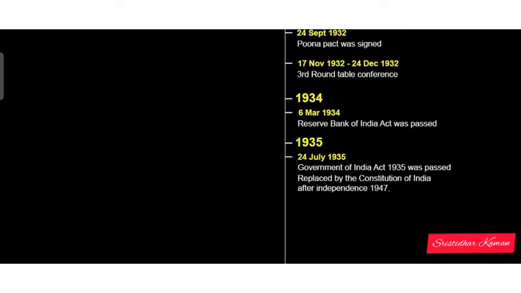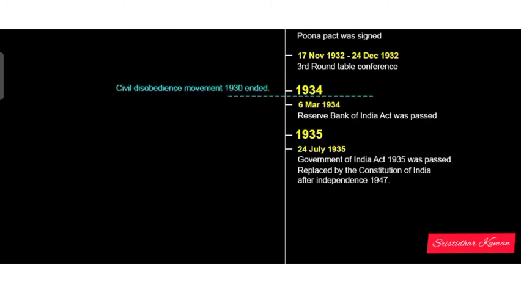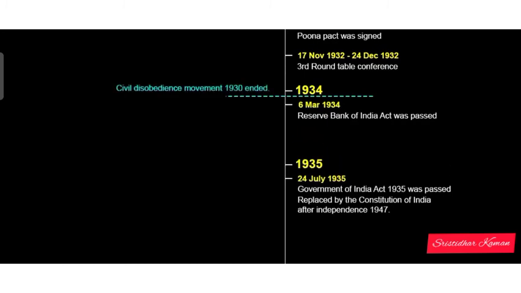After the end of the civil disobedience movement around 1934, Gandhi temporarily withdrew from active politics. There was a small divide within the Congress. That's how in May 1934, the Congress Socialist Party was formed.